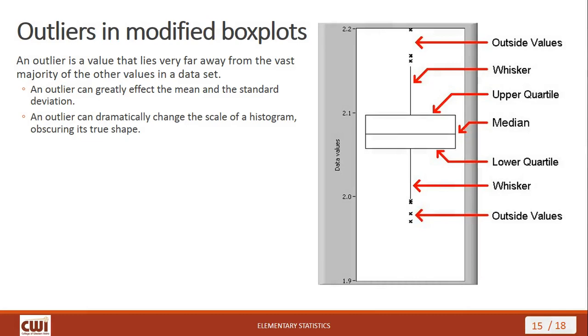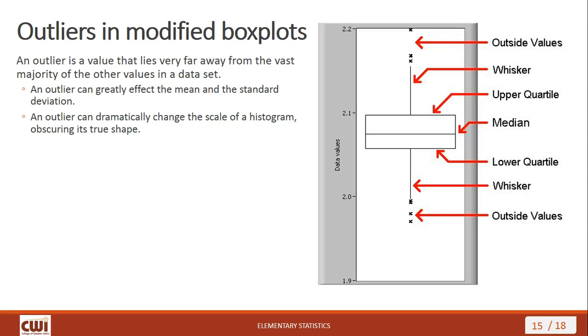We can actually add outliers into what are called modified box plots. An outlier, as we know, is a value that lies very far away from the vast majority of the other values in a data set. We've seen how outliers can greatly affect the mean and the standard deviation of a distribution. An outlier can also dramatically change the scale of a histogram and thereby obscure its true shape. Outliers can also have an effect in the box plot.